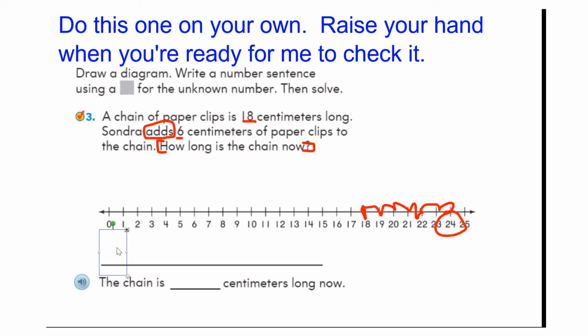We're going to come down here and write our number sentence. Even if you did not draw the number line anywhere on a board or on paper, I want you to at least write the number sentence with a question mark or box, okay? So we had 18 centimeters, and it told us to add 6 centimeters. And by looking at the number line here, we have our answer, but we're going to put a question mark here because that's what it tells us to do. And then we have our answer here, 24 centimeters. That's how long the chain is now.